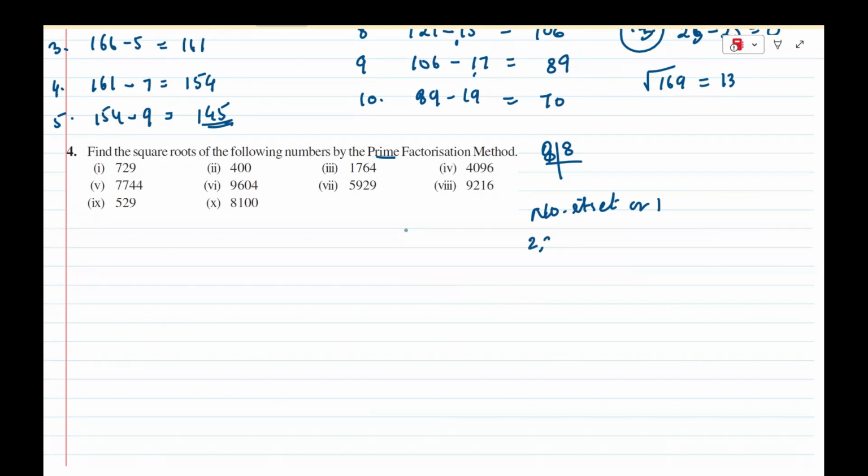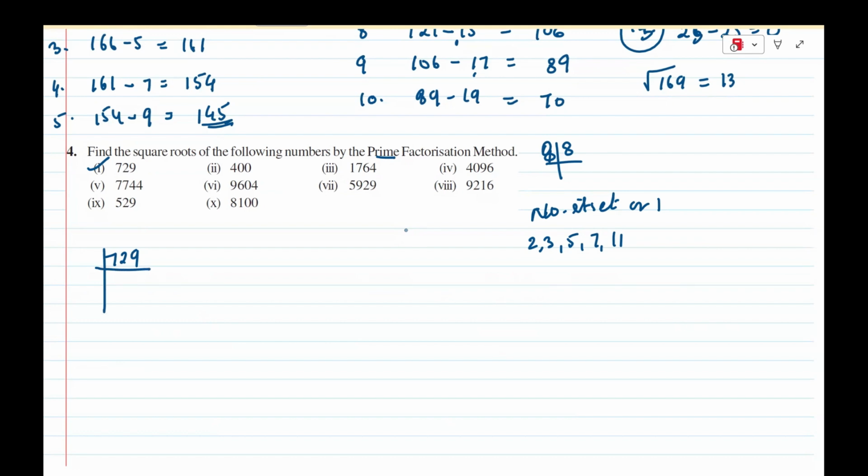For example, 2, 3, 5, 7, 11. These are prime numbers. So let's do the first one. I will do here some 3 or 4 questions. The remaining I will leave for your practice. In case you have doubts, you can comment and I will definitely reply. So see the question, 729.